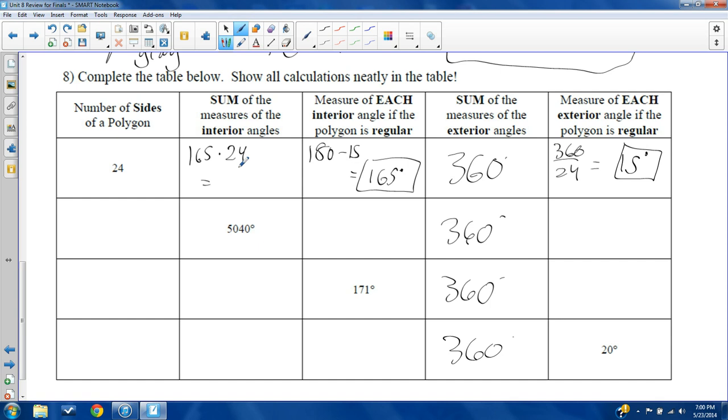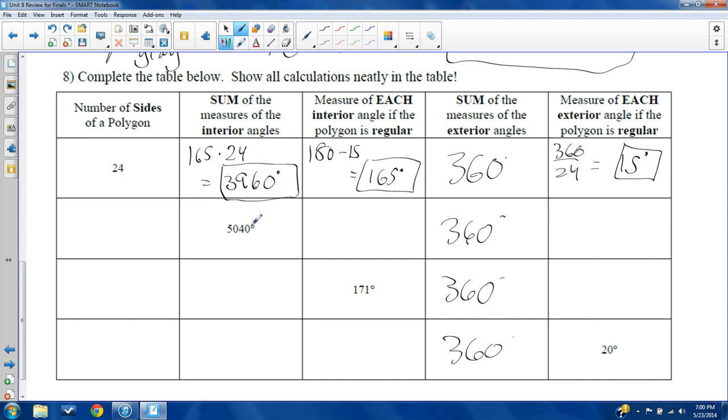165 times 24 is 3960 degrees. So that's one way of doing that problem. Okay, let's do another problem.